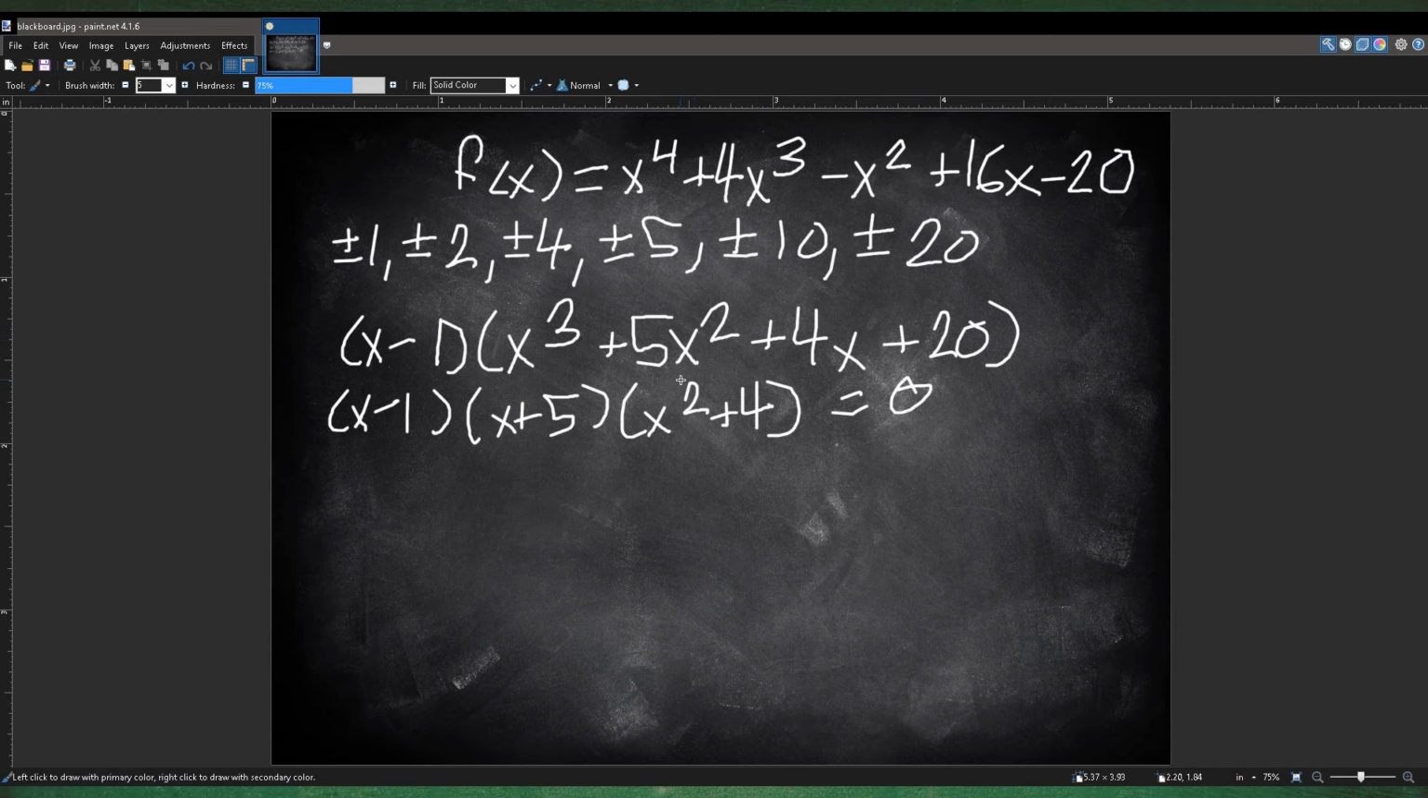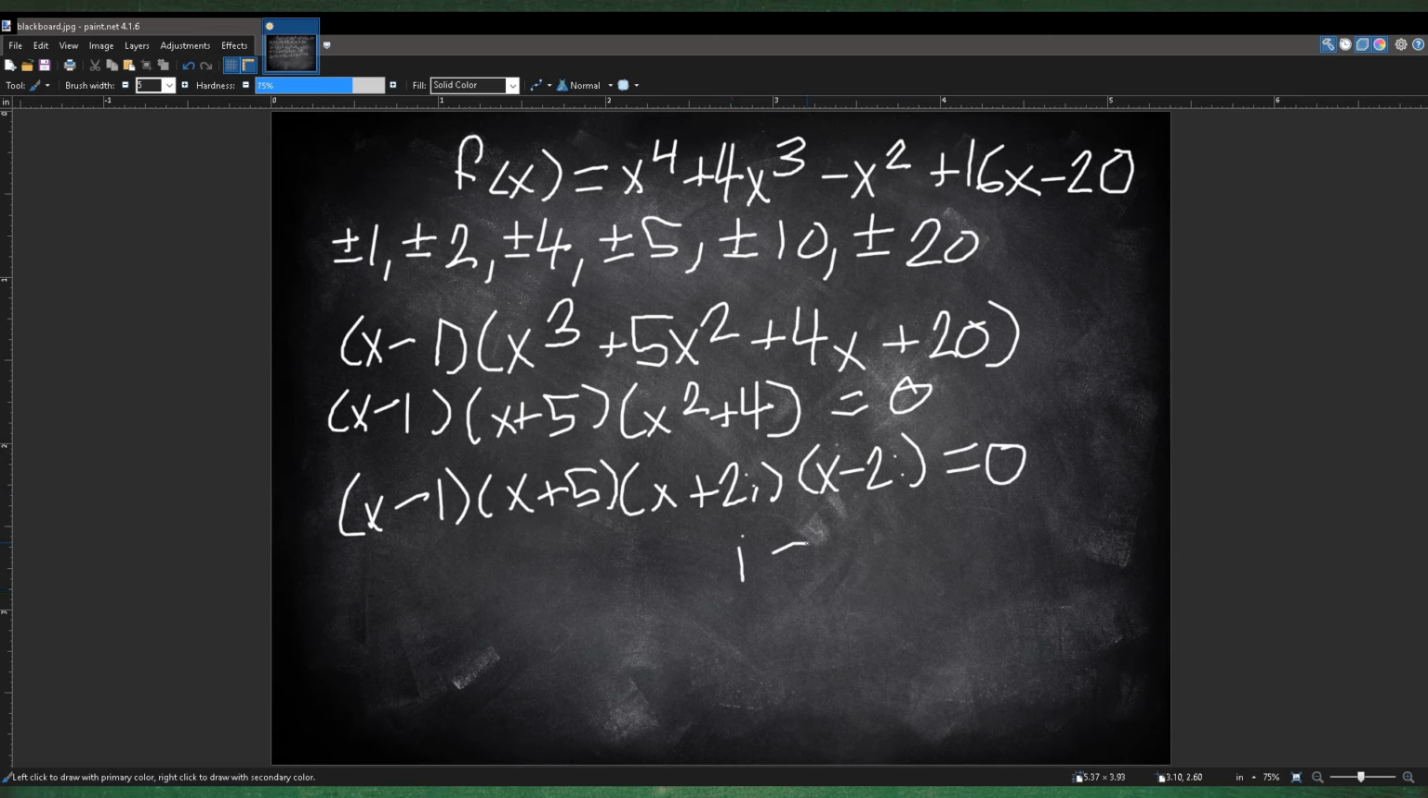I know this x squared plus 4 is not going to factor out over the reals because this quadratic is upside up on top of the x-axis, so it's not going to have any actual zeros. But if you want to factor it out, it will be x minus 1, x plus 5, and if you ever see plus just a constant, what you do is you use i. So it's x plus 2i and x minus 2i. i is equal to square root of negative 1.